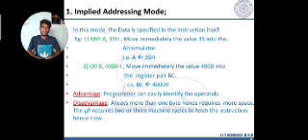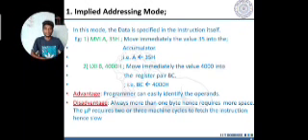So, what is meant by immediate addressing mode? In this addressing mode, data is specified in the instruction itself. Let me discuss with an example. For example, we have an instruction like MVI A, 35H. It means move immediately the value 35H into the accumulator.